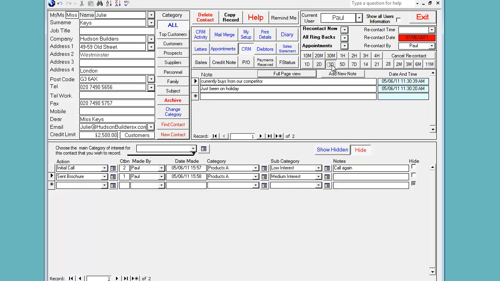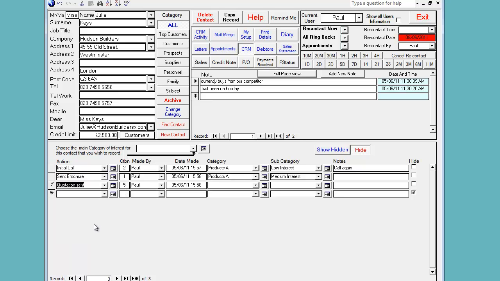I'll make a note to call her again in 3 days' time, and again in 3 days' time I'll call her again, and this time she's asked me to send a quotation about product A, and the interest is now high. Again, we'd make a note to call in 3 days, assuming that 3 days has gone by.